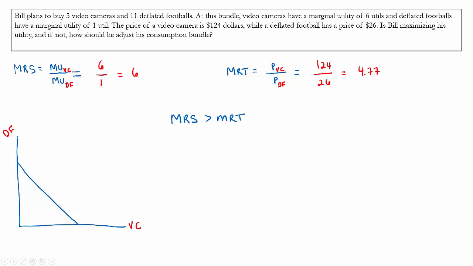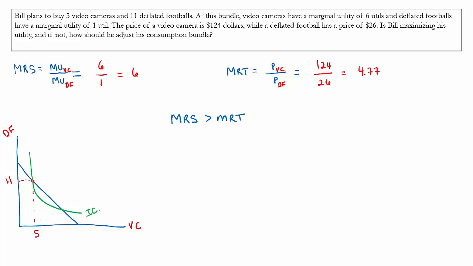Let's see that on the graph so we can know what Bill should do. Bill's current consumption bundle, or the one he's currently considering, has 5 video cameras in it and 11 deflated footballs. At this bundle, we know that his indifference curve is not tangent to his budget line because the slope of the indifference curve is more than the slope of the budget line. To show the slope of the indifference curve being greater than the slope of the budget line, we need to add an indifference curve that's steeper than the budget line at this bundle.